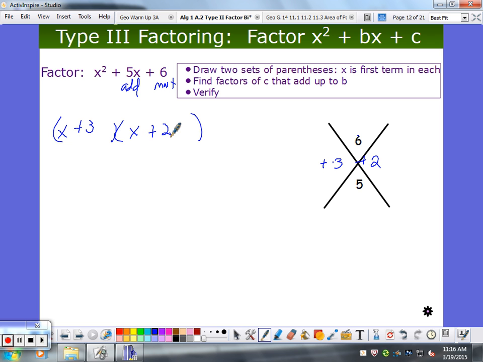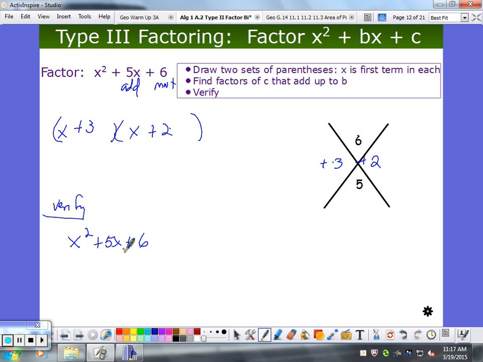Factored. Let's verify it. Let's make sure. You don't want to skip that. X times x, x squared. X times 2 is 2x plus 3x, that's 5x, plus 6. Yippee!